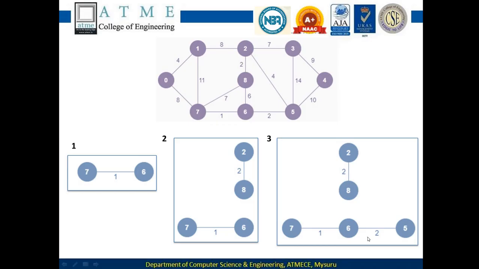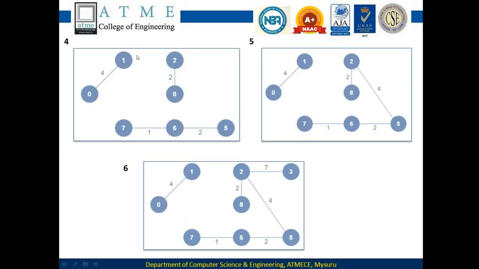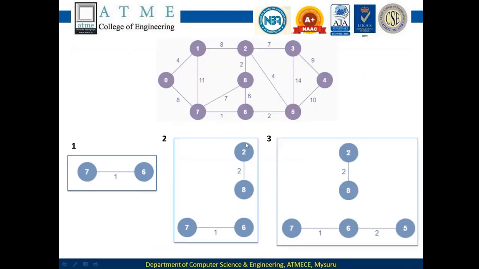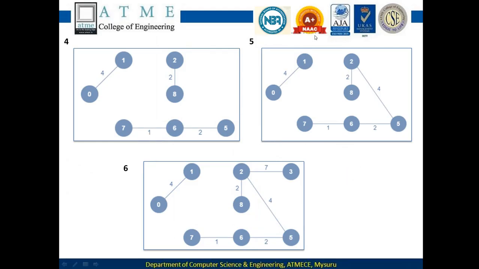Next is 6 and 5, so we consider 6 and 5, the edge between 6 and 5 has the weight 2, so we consider this particular edge. So in the next stage, after 1 and 2, we have 4 as the minimum weight, so we can consider 0 and 1 or 2 and 5. We cannot consider other edges, so here we'll consider 0 and 1, and in the next stage it is between 2 and 5, which has the minimum weight, that is 4.